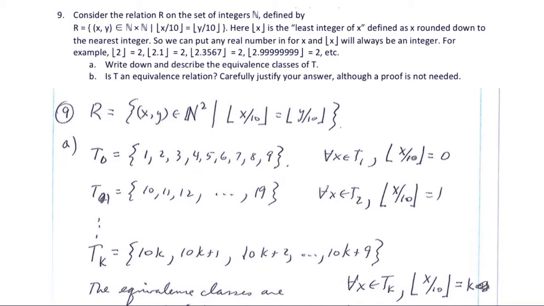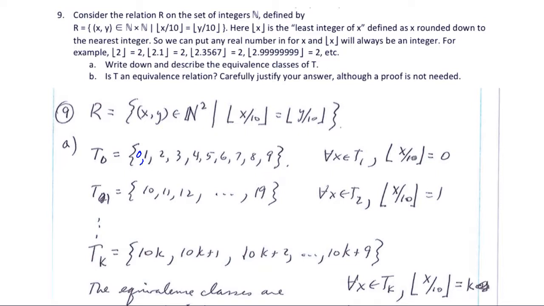And that's because 1/10 rounds down to 0, 2/10 rounds down to 0, 3/10 rounds down to 0. I think T0 actually includes 0 also. Isn't 0 in the natural numbers? So we can say that, and up to 9, 9/10 rounds down to 0. But then when we hit 10, we have 10/10, which is 1, which rounds to 1, all the way up to 19 rounds to 1.